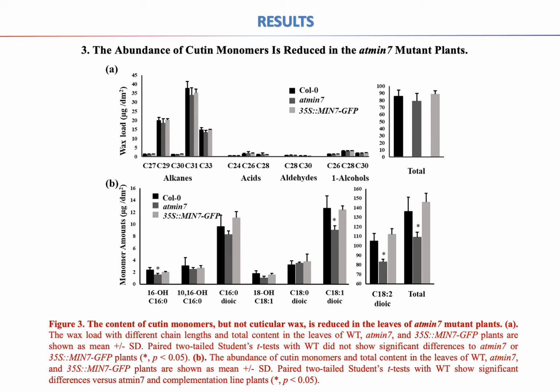In addition to the direct observation of the cuticle layer, the leaf cuticle wax and the cutin monomer content were measured by GC-MS. The cuticle wax didn't show significant differences, but the mutant showed a significant decrease in the total cutin monomer and several main cutin monomer species. So the abundance of the cutin monomers is reduced in the AtMIN7 mutant plants.